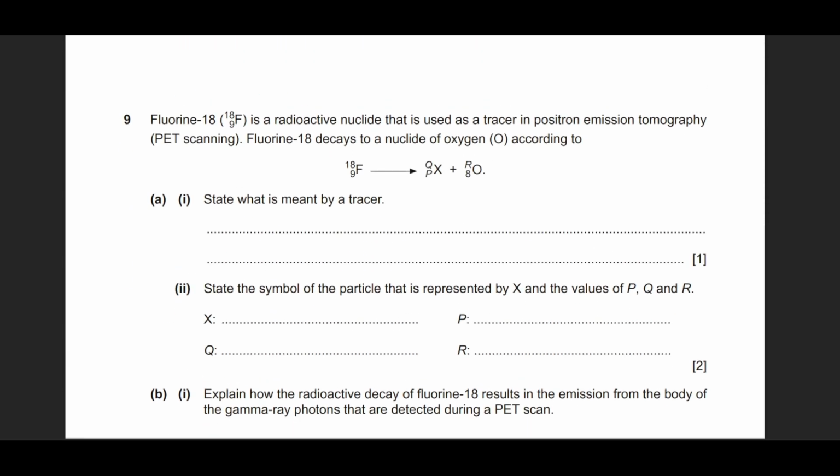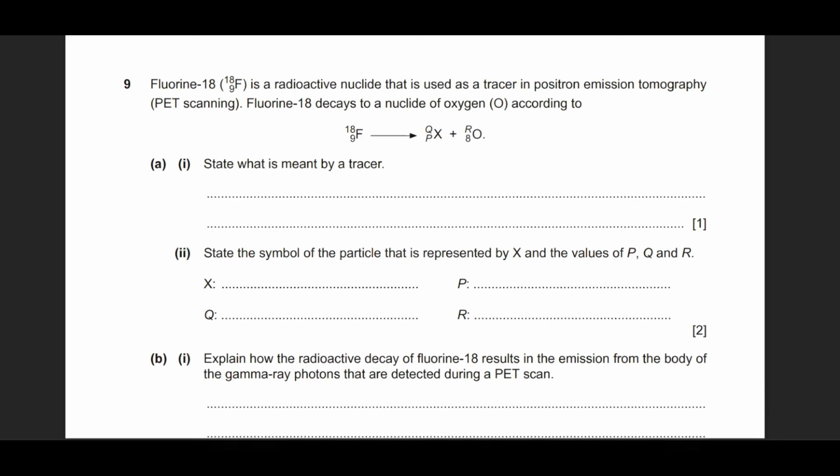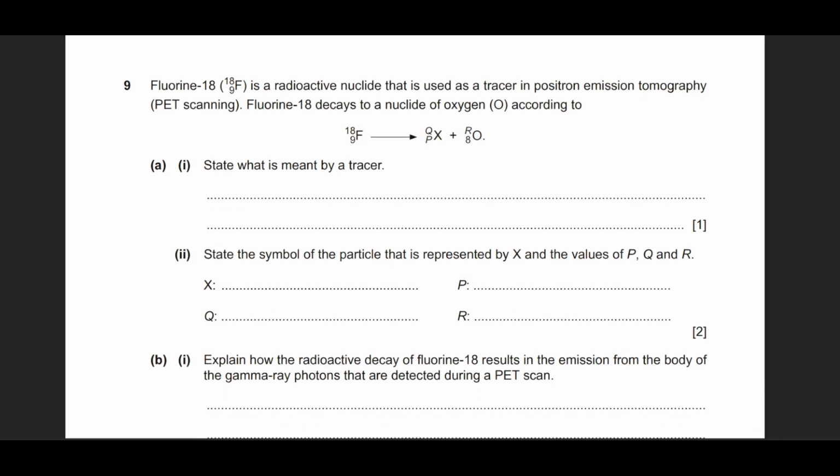Fluorine is a radioactive nuclide that is used in tracers. Okay, fine. As I mentioned in my classes, you have to memorize this equation. Now it's right in front of you. He's asking the same question again. State what is meant by a tracer. So a tracer is an element that can be absorbed by your body and can release radiation. So it can help trace where the cancer cell may be.